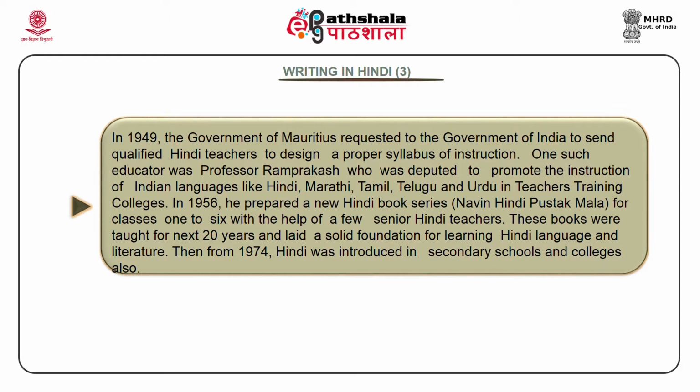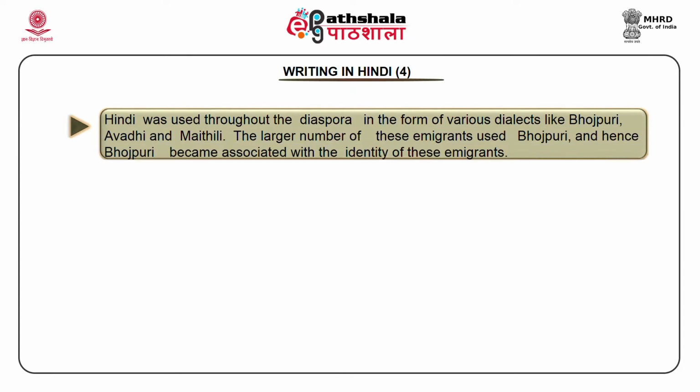Then from 1974, Hindi was introduced in secondary schools and colleges also. Hindi was used throughout the diaspora in the form of various dialects like Bhojpuri, Awadhi and Maithili. The large number of these migrants used Bhojpuri and hence Bhojpuri became associated with the identity of these immigrants.